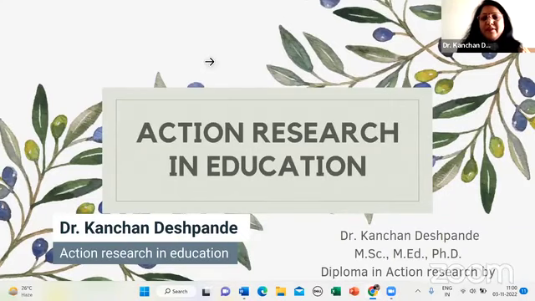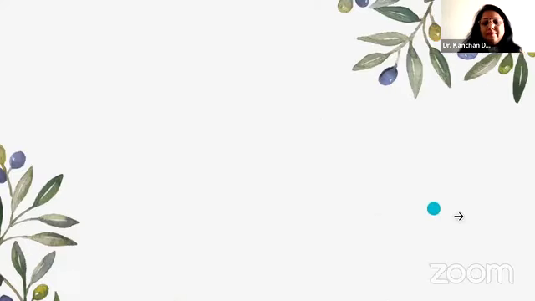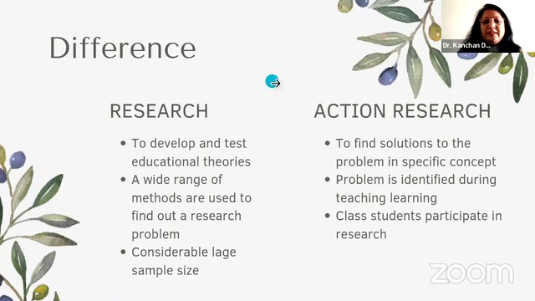not really having those skills to conduct any research program. This is what the thought process is in general there in the teachers. But action research is a little different than the regular research. So I would like to give you a brief about how the action research is different from the other researches.